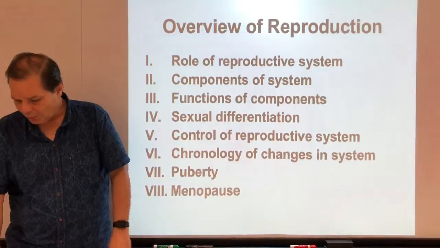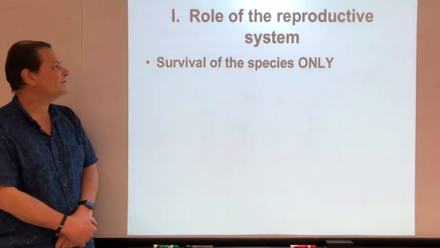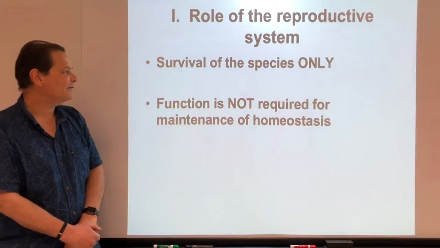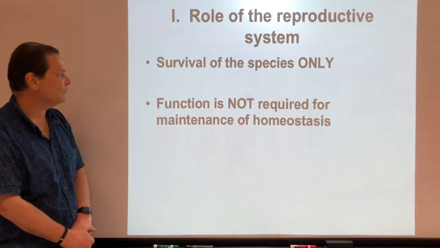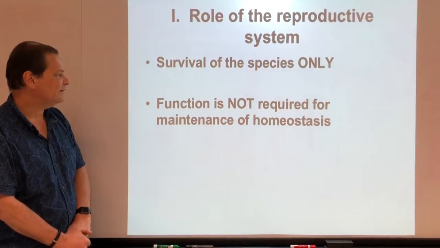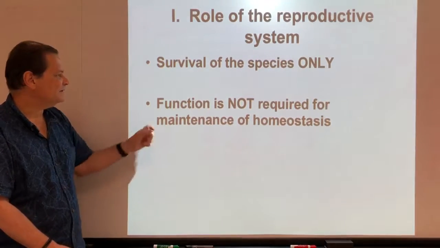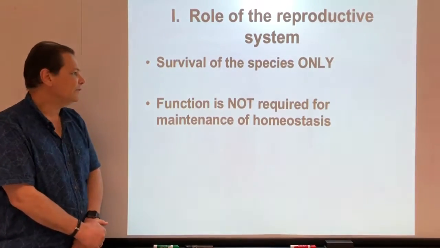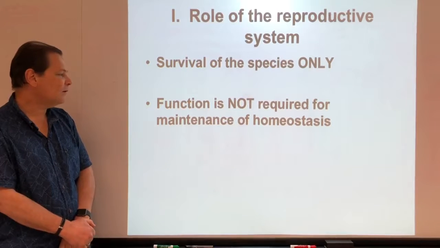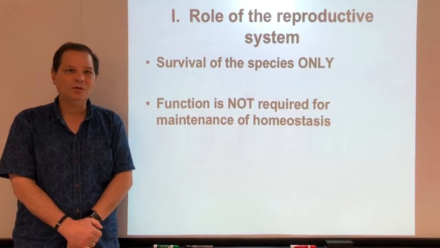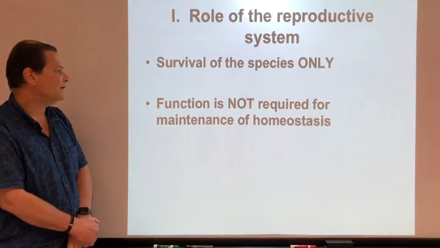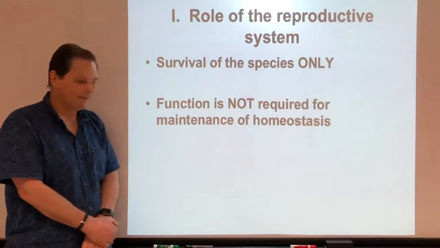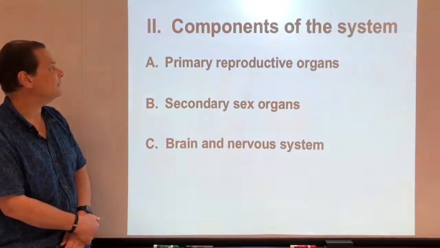Okay? So the role of the reproductive system, very simple: survival of the species only. The species has to have reproduction in order to continue. Reproductive function is not required to maintain homeostasis, not really required for life. You will want some of those reproductive hormones at reasonable levels, or it's going to affect your life. But nevertheless, you don't have to be able to reproduce to be able to live, and I think that's fairly obvious to all you guys.